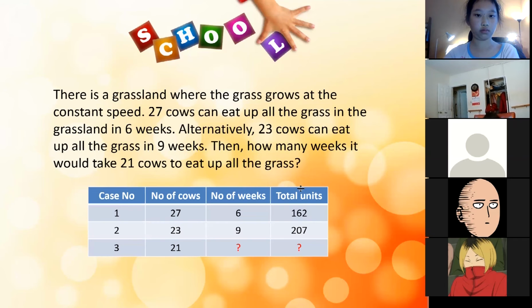So we already know the total. The total is 162. Can we find the new grass? If we can find the total amount of new grass, then we subtract the new grass from the 162. Then we can find the original grass, right? So can you find the new grass?